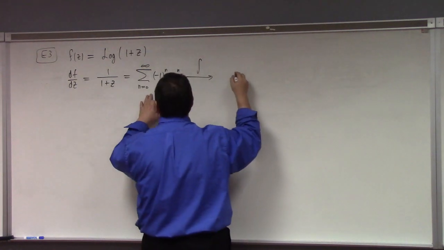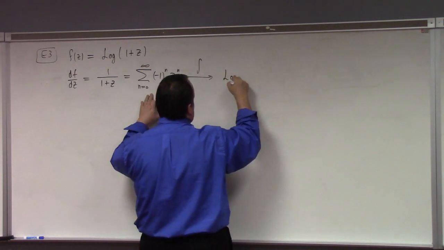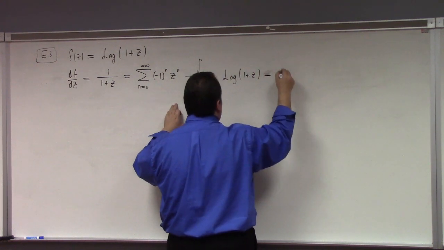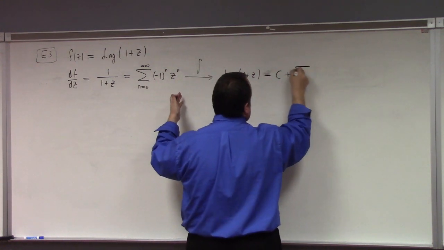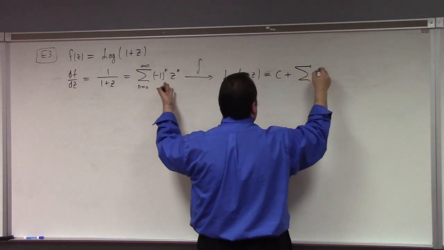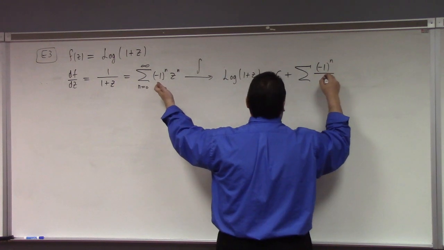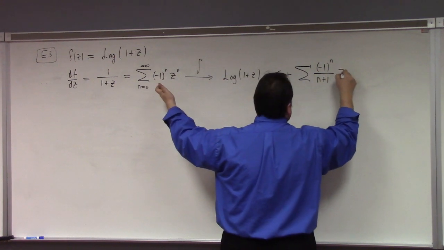Integrate, right. So I integrate, and I get that the log of 1 plus z is equal to some constant, remember there's a constant here, plus... And while I haven't written the theorem down formally, you guys can figure out what this should be, right? The sum of 1 over n plus 1, (-1)^n, z^(n+1).